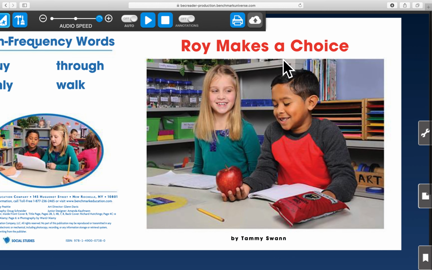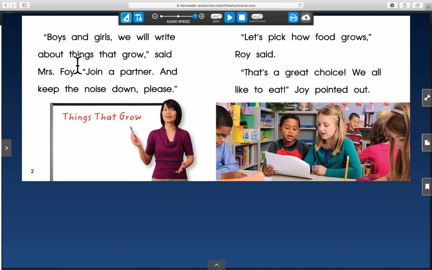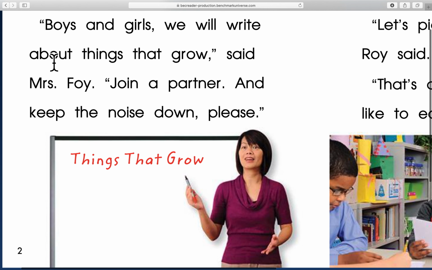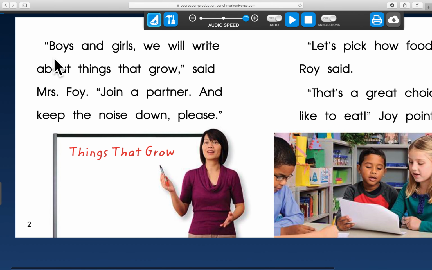Okay, next. And let me turn the page. Okay, and I think I'm gonna zoom in. I kind of like doing that. Hopefully, it won't distract you. Okay, let's go ahead, read it together. Boys and girls, we will write about things that grow, said Mrs. Foy. Join a partner and keep the noise down, please. Okay, and on the board she wrote things that grow.